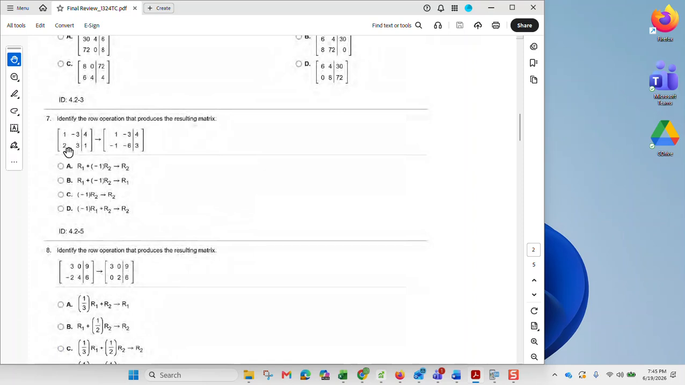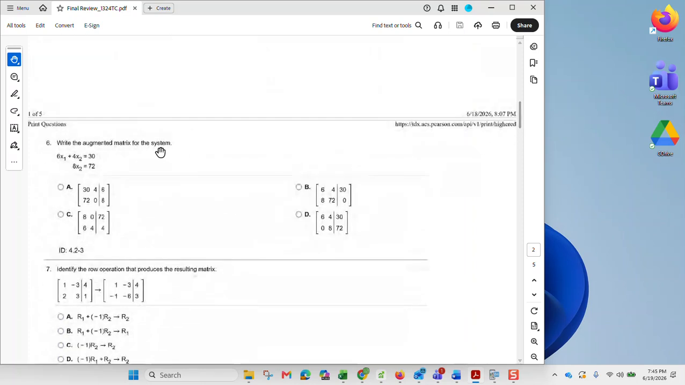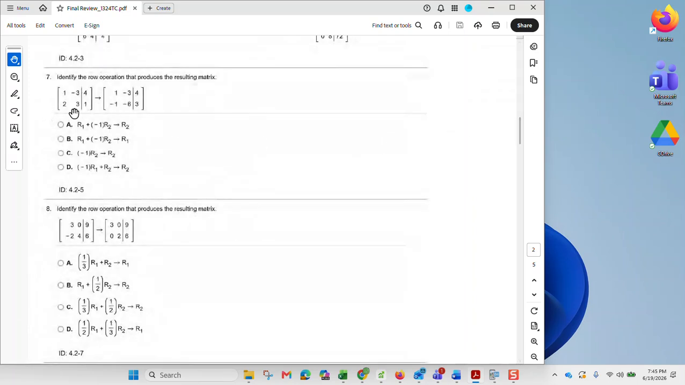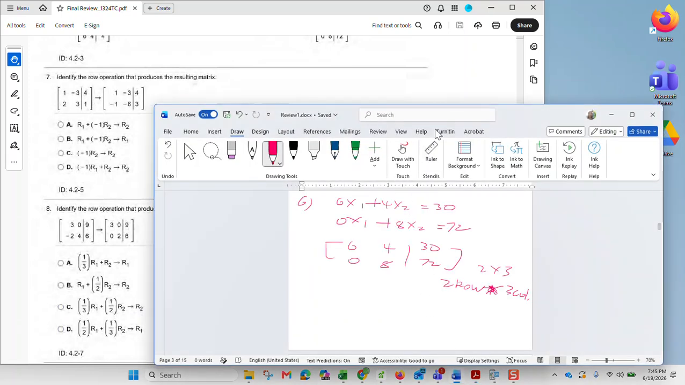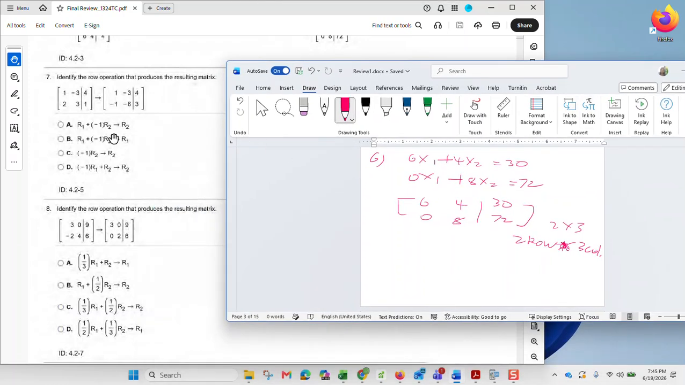You can switch the rows. You can move this one up, right? Just like the equation, you can write this one on the top, this one on the bottom. Same thing as the matrix, right? You can exchange the rows. You can add the rows together. You can multiply a row, okay? All right, so let's see this one right here. So the first one, the row did not change. Row 1 did not change, right? So either A or B, because row 1 did not change.